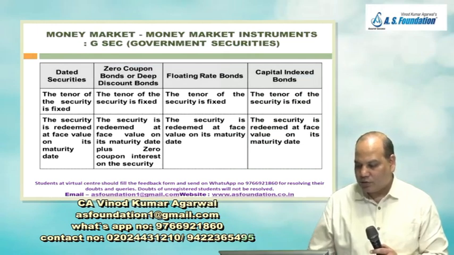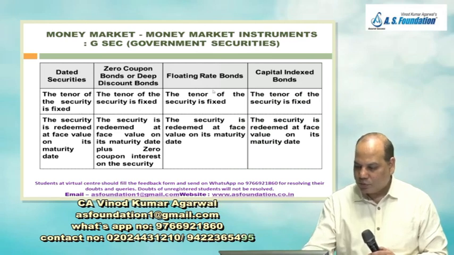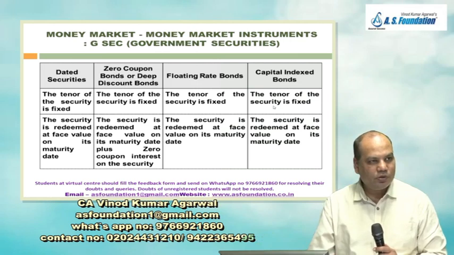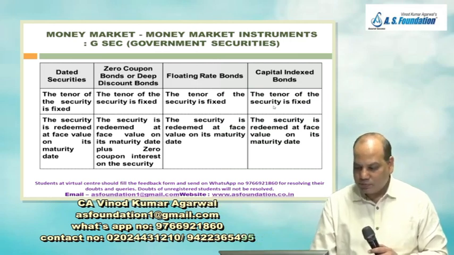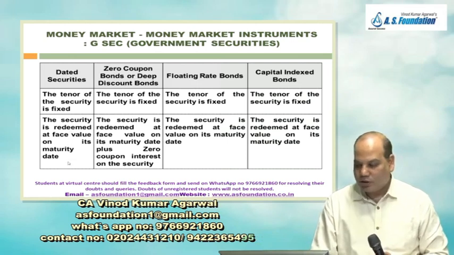Next is dated security. The term of the security is fixed. Zero coupon bond, the term of security is fixed. Floating rate bond, the term of the security is fixed. And capital index bond also, the term of the security is fixed. Redemption. The security is redeemed at face value on the maturity date.